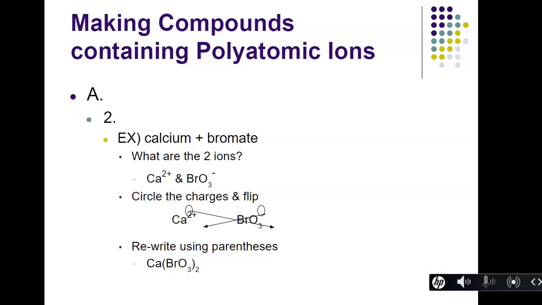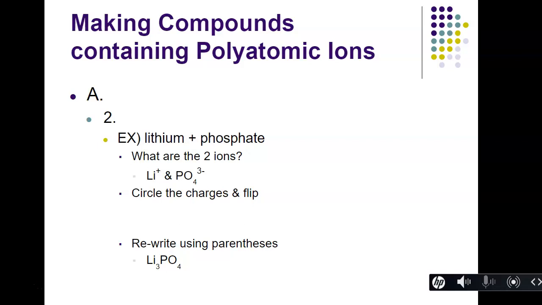And notice what I did in my final example is I put the bromate in parentheses because I want to say I need 2 of that whole ion. Okay, I don't want to write CaBrO3 2. It's a very different compound. Okay, same thing here. I want to make lithium phosphate.